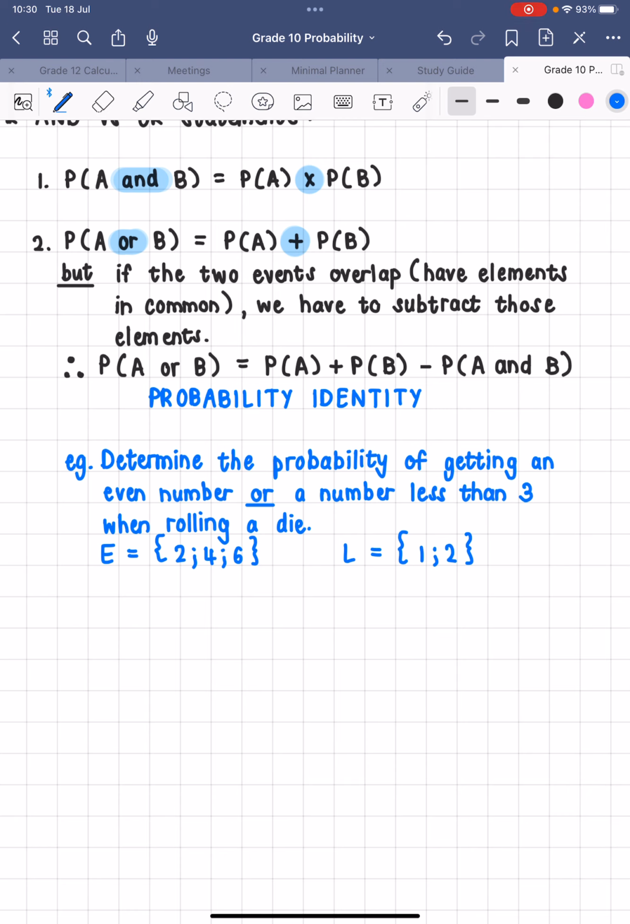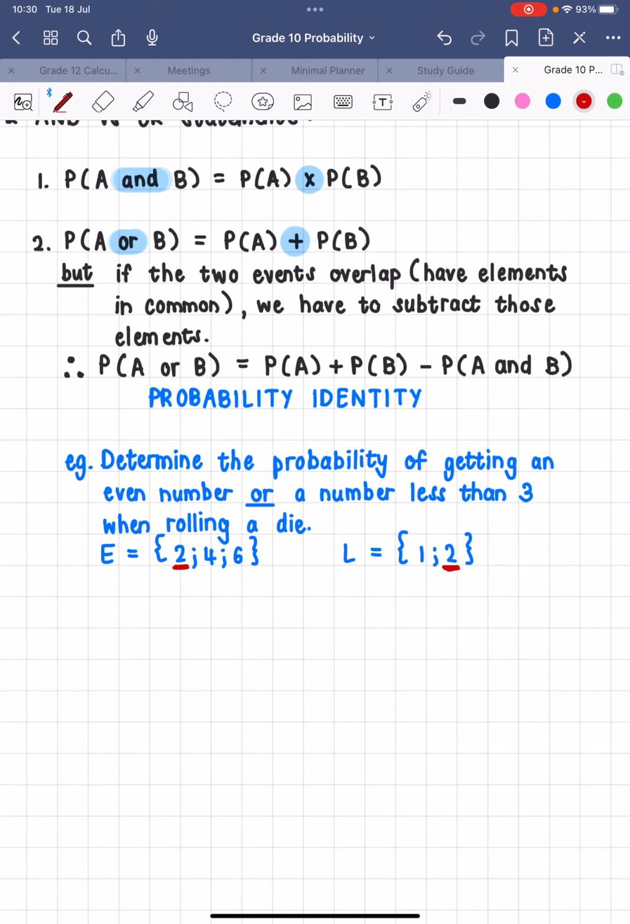Guys, do we notice that we have 2 in both of these sets? So 2 is the overlap, right? 2 is the element that is in common. So guys, remember we said that we're supposed to have 4 over 6, right? That's the answer, 4 over 6.